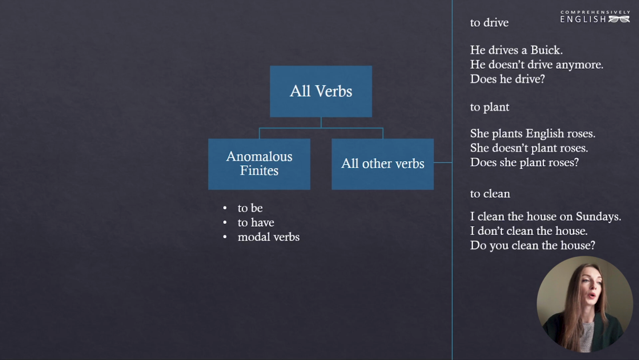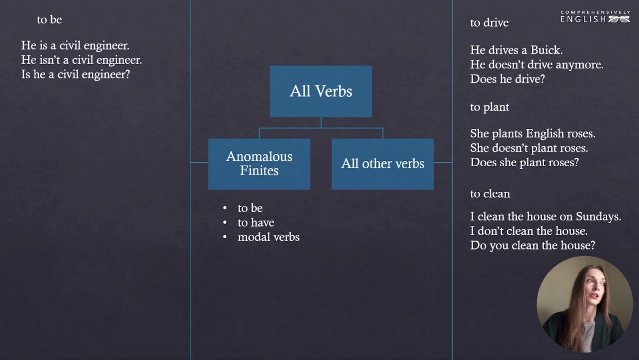Now let's look at what we do with to be, to have, and with the modal verbs. To be: he is a civil engineer. He isn't a civil engineer. Is he a civil engineer? We use is because we talk about the third person singular, which is he in this case, and we need a special form of the verb to be, which is.